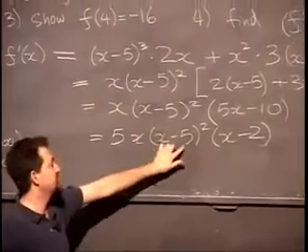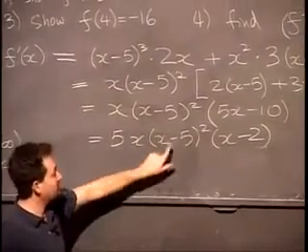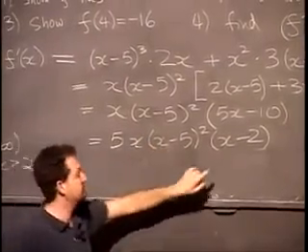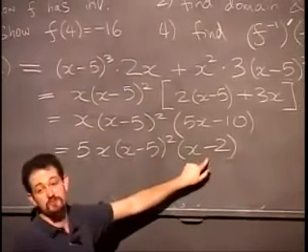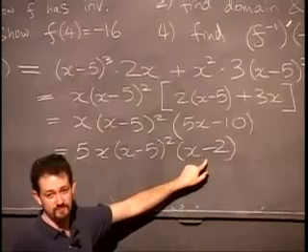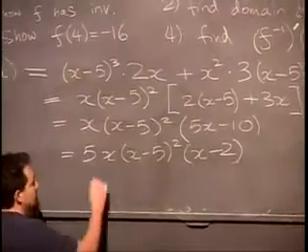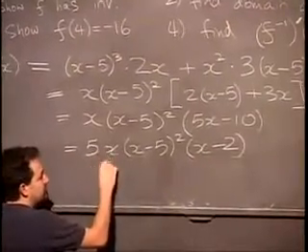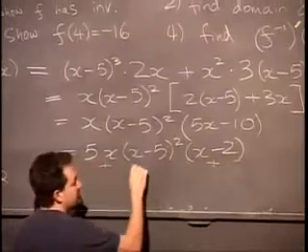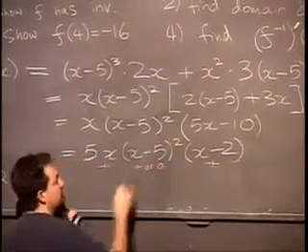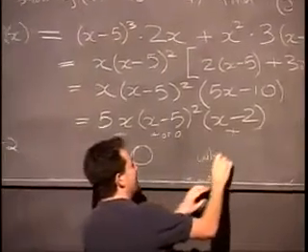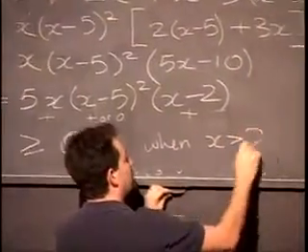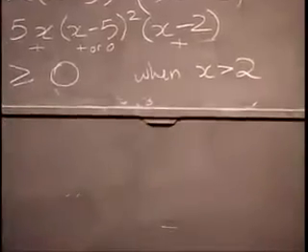Could be 0, and let's be careful here. This could be 0 when x equals 5. What about this term, when x is greater than 2? That's positive too. So this is positive, and this is positive or 0. So the conclusion is that this is actually greater than or equal to 0 when x is greater than 2, but it might equal 0.